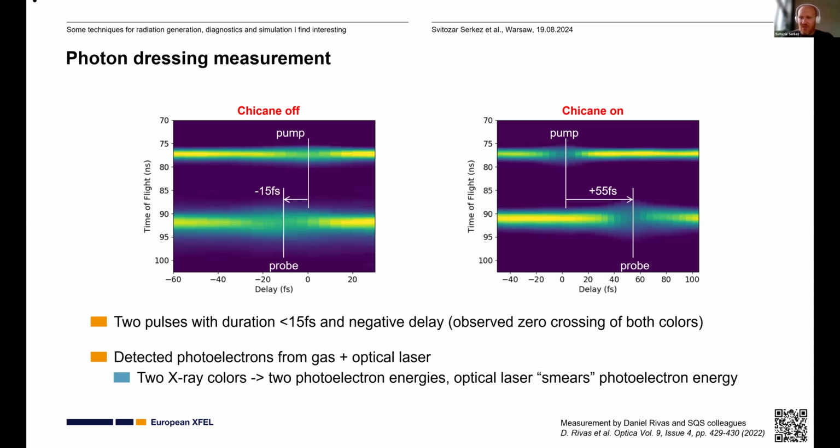But the main idea is that you overlap the FEL with an optical pulse. The FEL kicks the photoelectron, and the optical pulse adds or subtracts a little bit of energy. Knowing the duration of the optical pulse, you can see the length of this dressing, this spoilage of photoelectron energy introduced by the optical light, and from that, you can deduce the duration of the pulse.